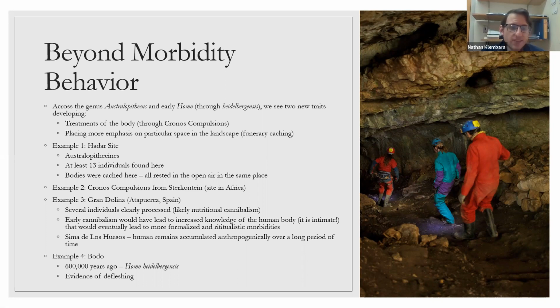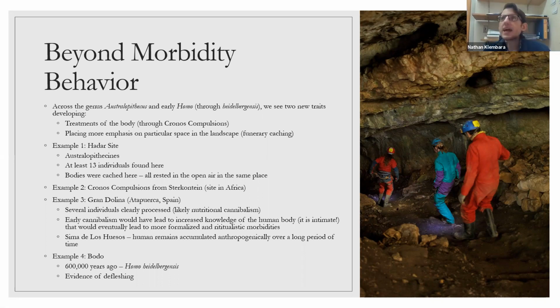The second thing is that people are starting to place more emphasis on particular places and spaces in the landscape: funerary caching. So not only are people starting to recognize that the dead body is important, but they're also starting to associate certain places with death. Now, this is probably disposal at this point. We have no evidence of intentional ritualized burial, but before you can get to burial, you have to mark the landscape in a particular way.